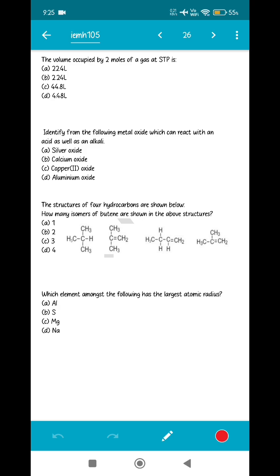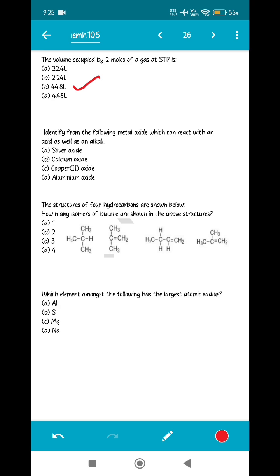We know that the volume occupied by 1 mole of a gas at STP is 22.4 liter. Over there, they have asked about 2 moles. So the correct answer will be 44.8 liter. A very nice question. Many of you are going to make a mistake. You are not going to see how many moles they have asked, and you are going to directly tick mark option A, but that is not correct.